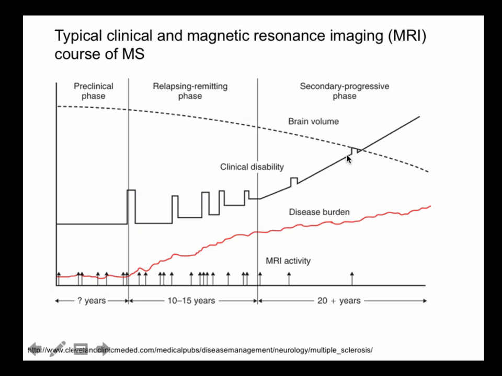So it's pretty disabling. It doesn't kill per se. So the average lifespan of an MS patient is a little shorter than normal, but it's not a killing disease in the sense that you have a short-term life expectancy.